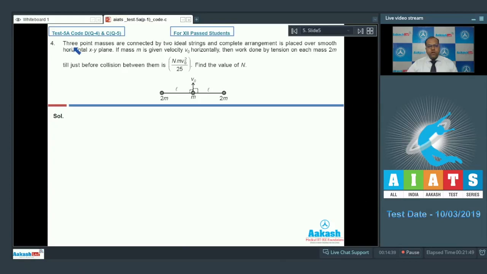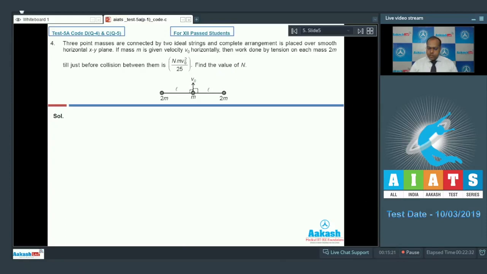In question number 4, 3 point masses are connected by two ideal strings and the complete arrangement is placed over a smooth horizontal XY plane. If mass m is given velocity v naught horizontally, then the work done by tension on each mass 2m till just before collision between them is n m v naught square by 25. Find the value of n.